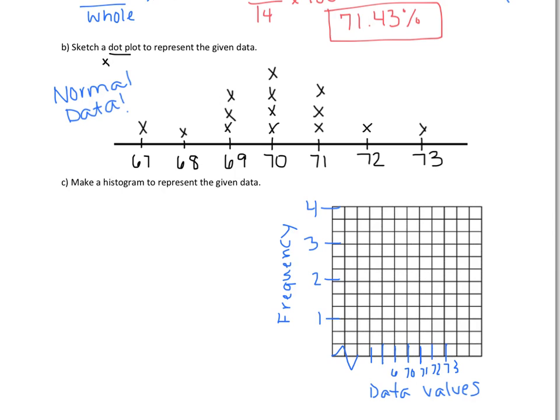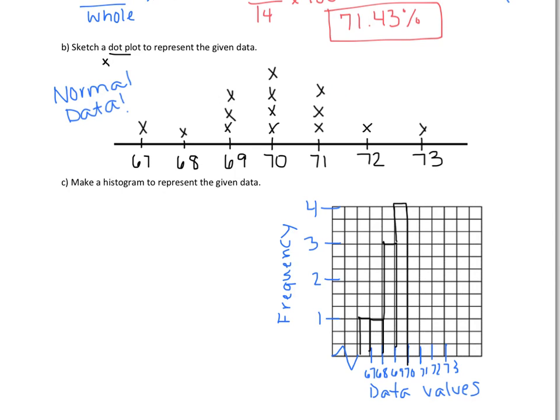There we go. Okay, so if you need to pause the video and set up your graph, do so at this time. Okay, so now let's get started. 67 has a frequency of 1, so we're going to put a bar ending at 67 at 1, and then we're going to make another bar for 68, same place because it only has one frequency. 69 has 3 frequencies, so we're going to go up to 3 for this one. Then 70 has 4, so for the next one, we'll go to 4.